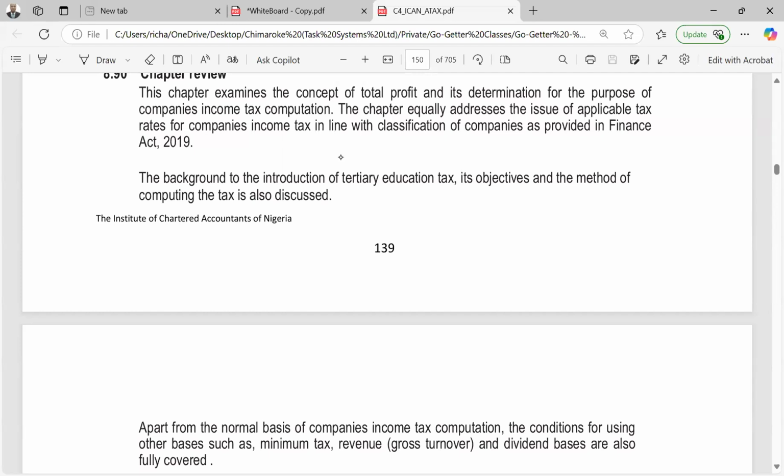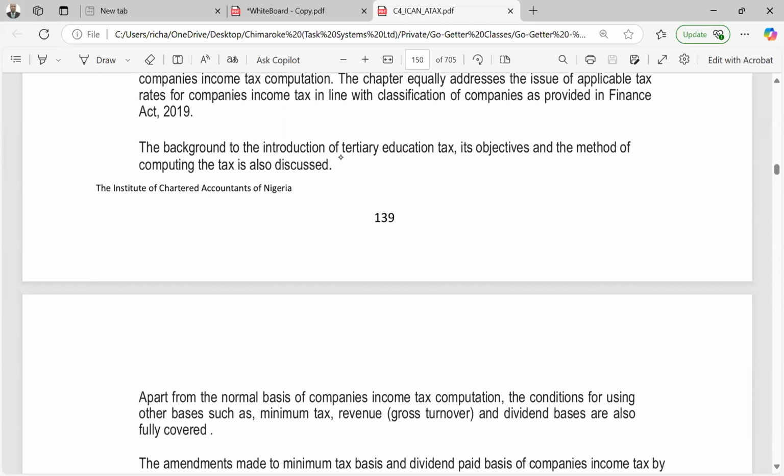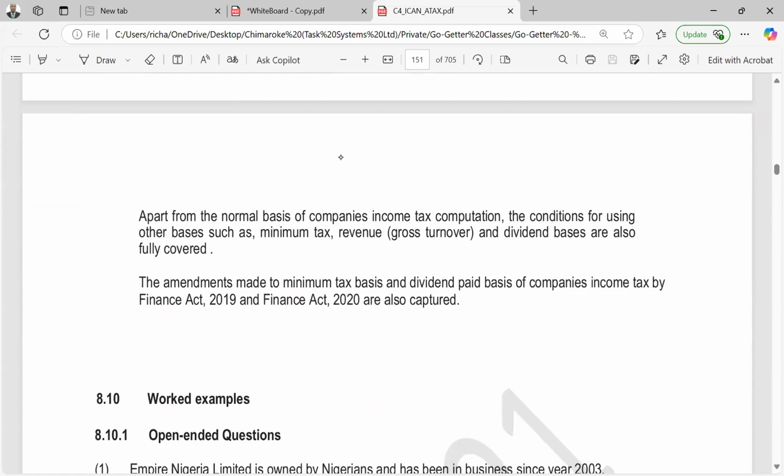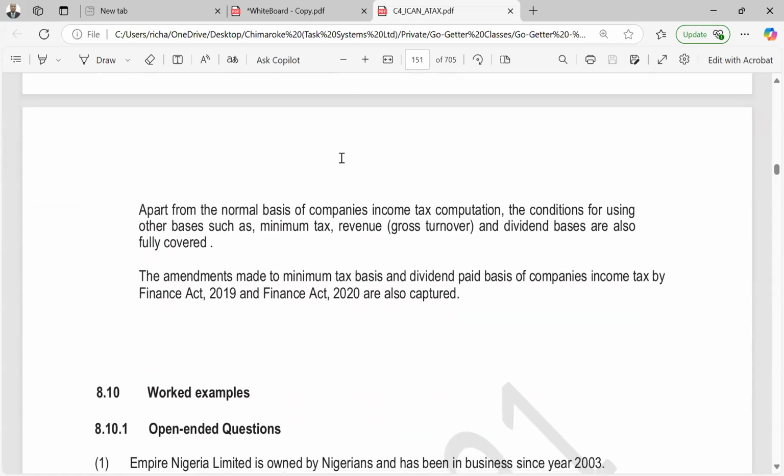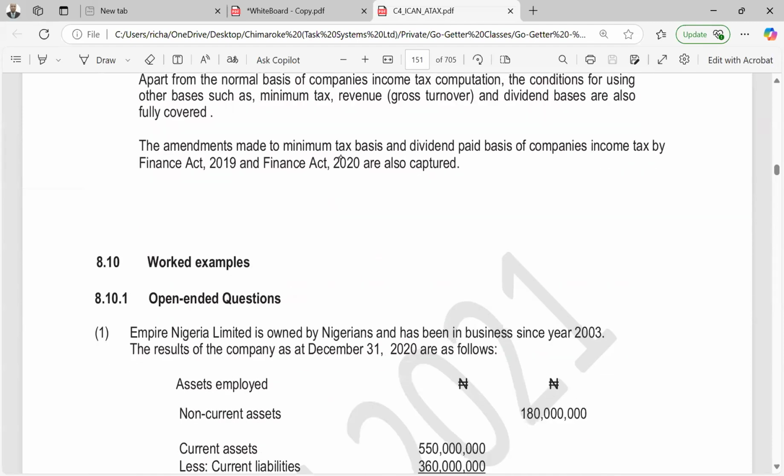We also saw the revenue basis where they will get a small, fair percentage on your gross income as your tax base for the period. And we saw the dividend basis where we saw how dividend is paid, you pay tax on dividends as if it is a total profit.